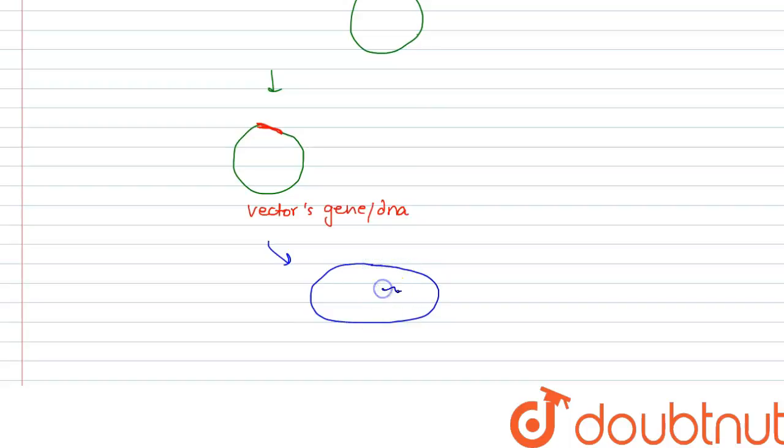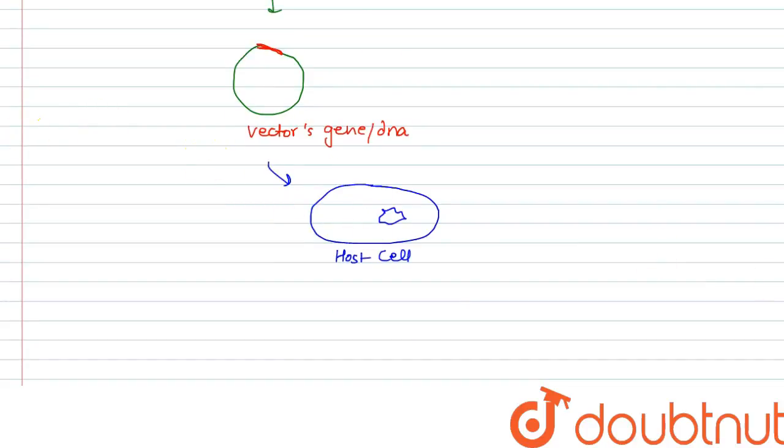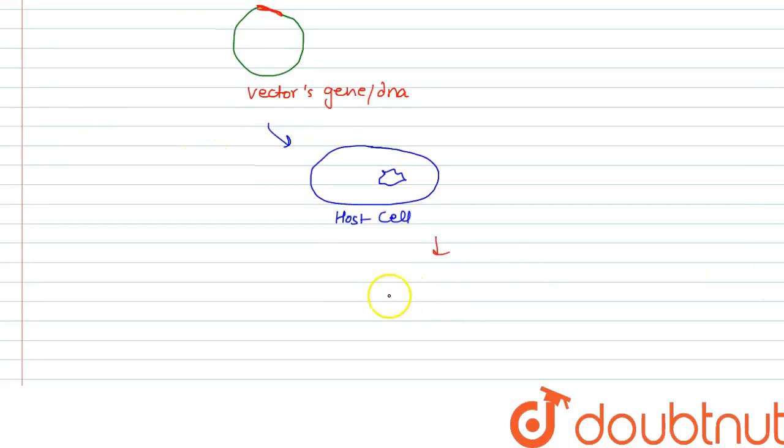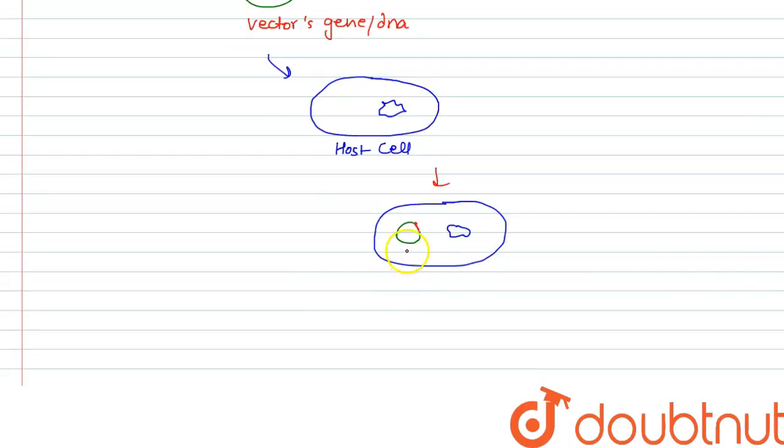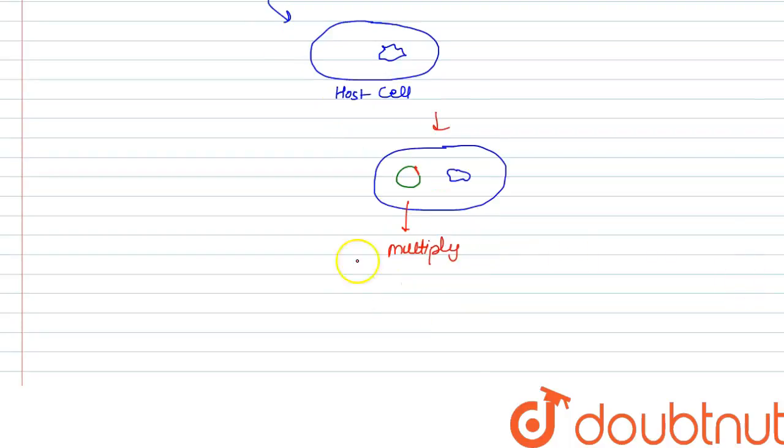The host cell is going to have its own DNA. This is our host cell, with its own DNA, and when it receives our plasmid DNA like this with the desired gene on it, this DNA is going to multiply irrespective of the host DNA to create proteins of interest.